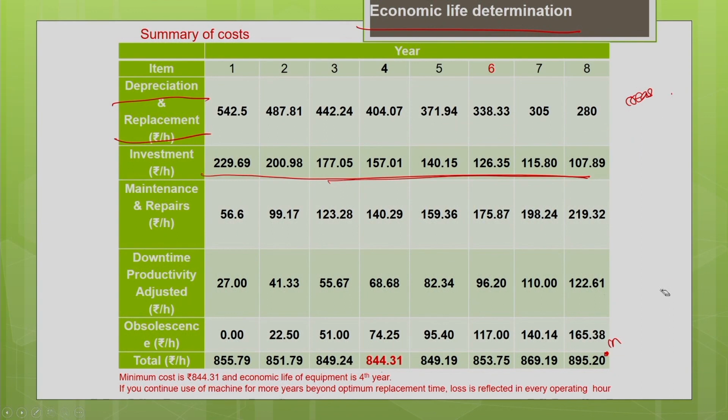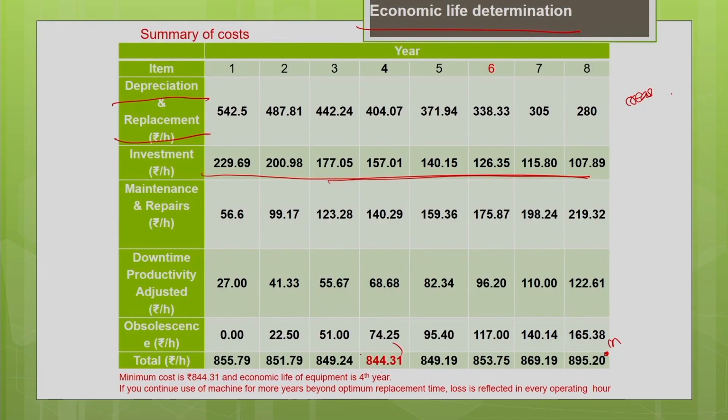Okay. So, now the economic life means the period during which the cost associated with the machine is minimum, that is your economic life. So, during the fourth year the cost is minimum. Okay. So, at the end of fourth year it is advisable to replace your machine. So, the economic life of the machine is fourth year because the minimum cost is 854.31.